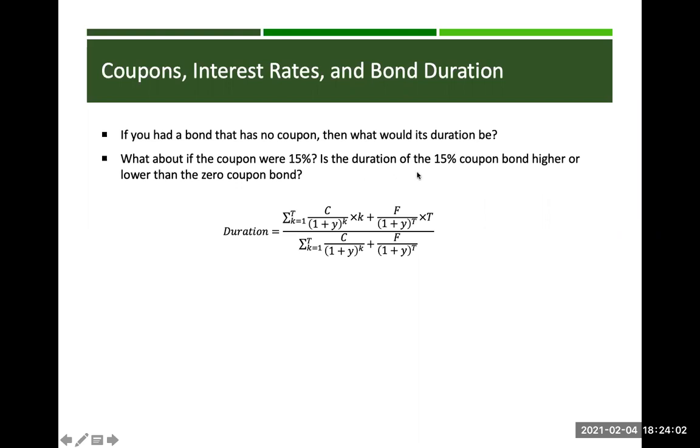Whenever you're comparing bonds that are otherwise the same, if one is a zero coupon bond and the other is a non-zero coupon, so a positive coupon bond, same maturity, similar yields, the zero coupon bond will always be more interest rate risk sensitive. It will always have the higher duration, everything else the same other than the coupons.